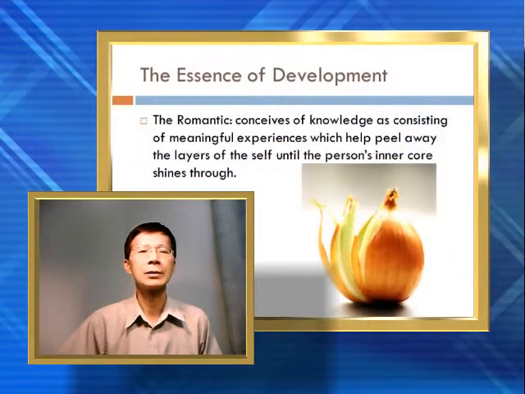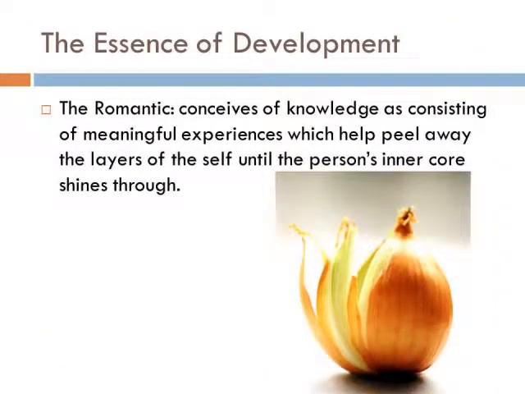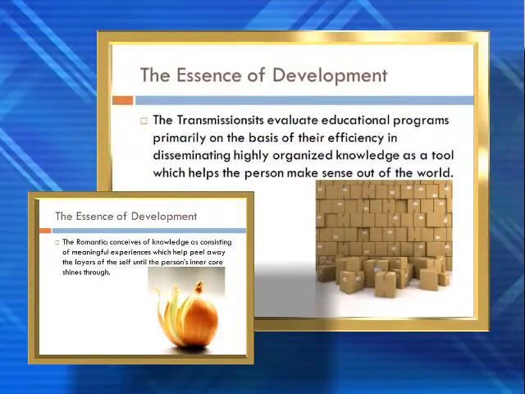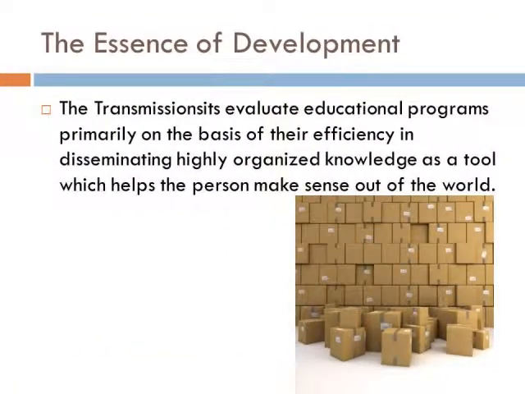The Romantic educator conceives of knowledge as consisting of meaningful experiences which help peel away the layers of the self-unit. The person's inner core shines through. An apt analogy is the peeling away of the skin of an onion. The transmissionist views knowledge as boxes of factual information which can be stored in the warehouse of the mind. If these boxes are arranged in a neat and orderly manner, the knowledge deposited in them becomes even more valuable.